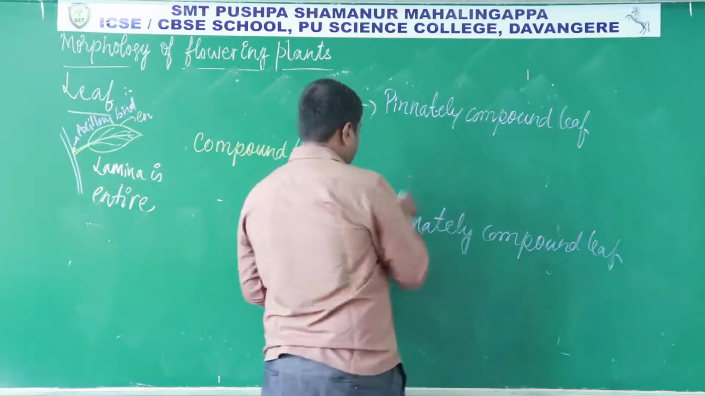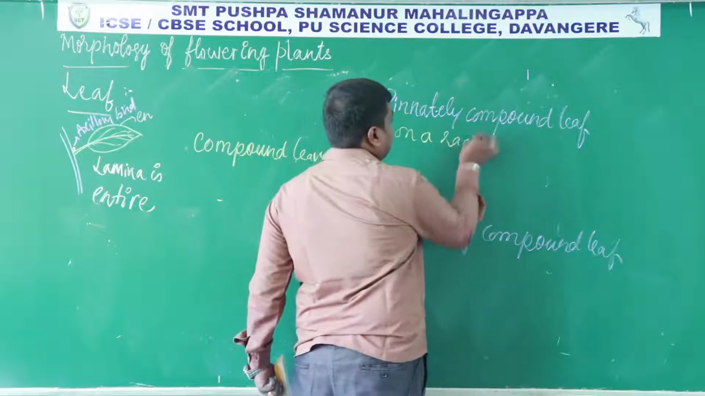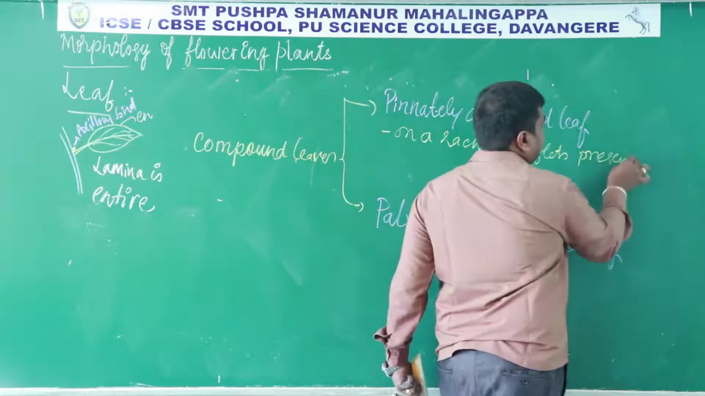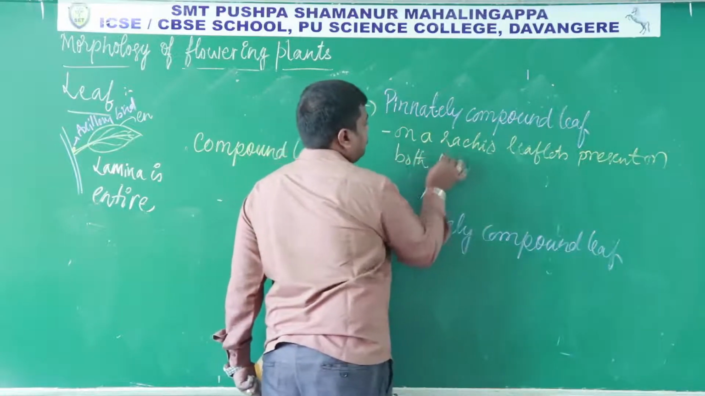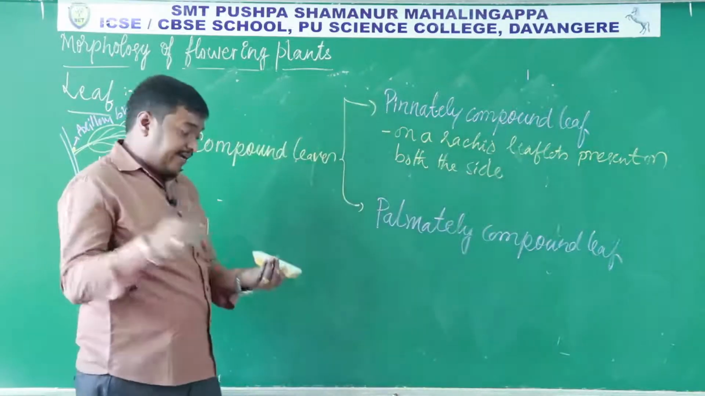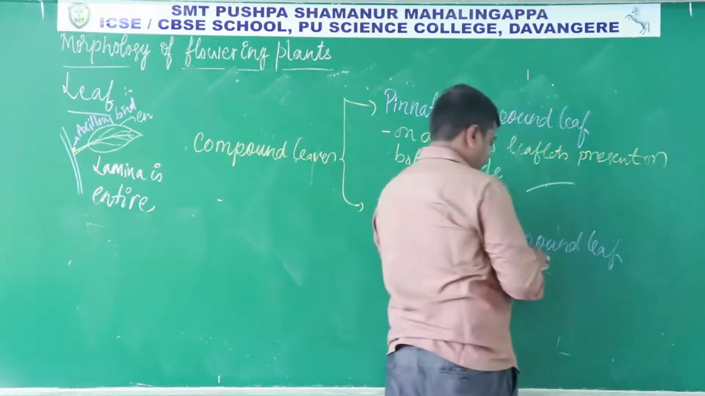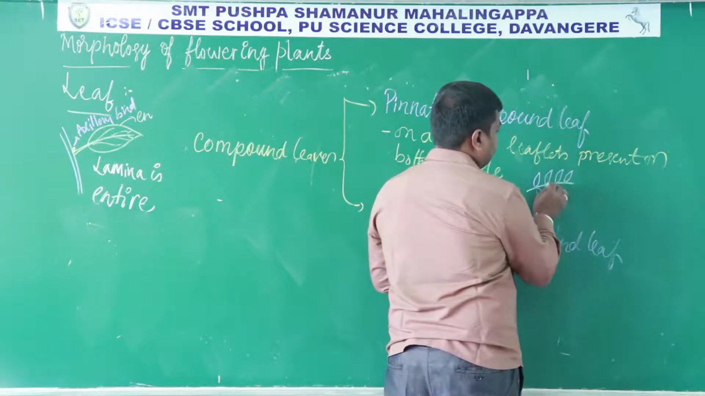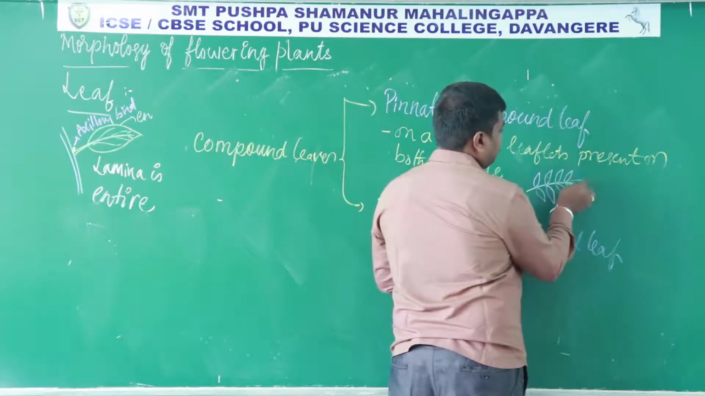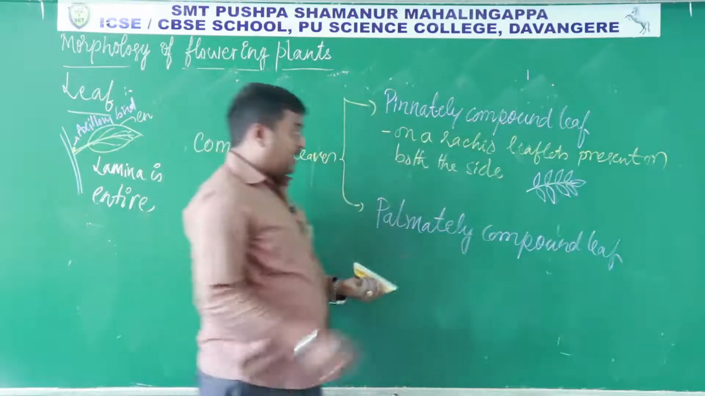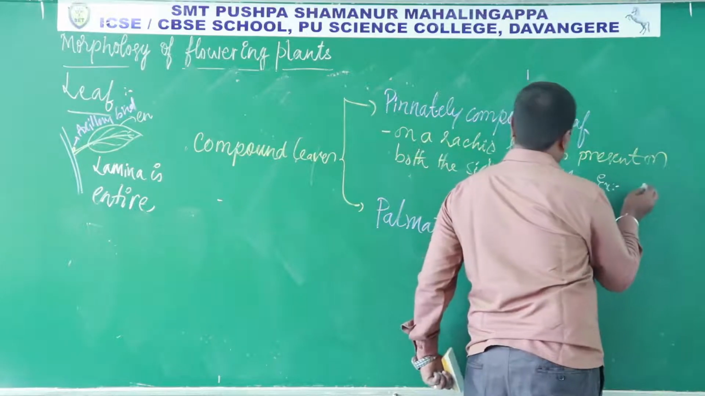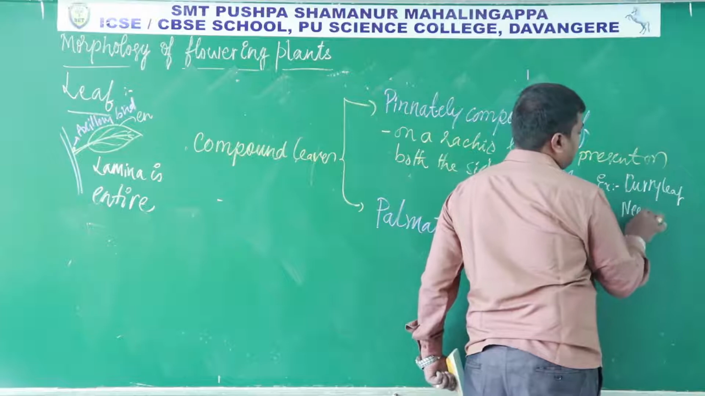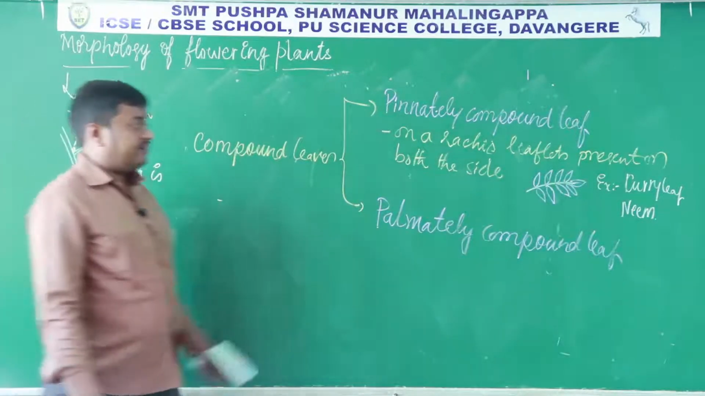So what is a pinnately compound leaf? On a rachis, leaflets are present on both the sides. If it is like this, that is called pinnately compound leaf. As I already told, the examples are curry leaf or neem, which look like this. So it is a pinnately compound leaf. And what is a palmately compound leaf?